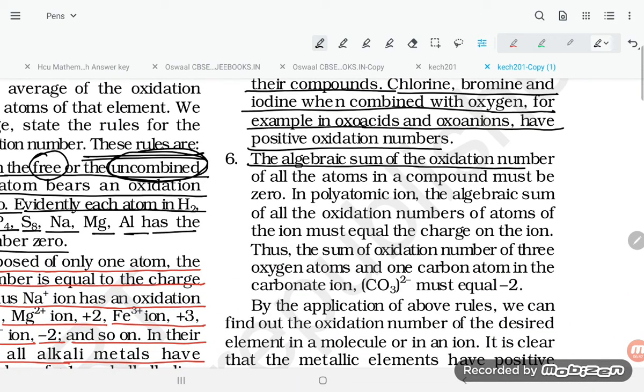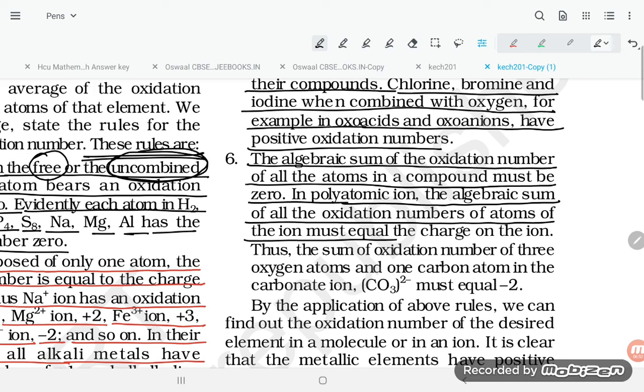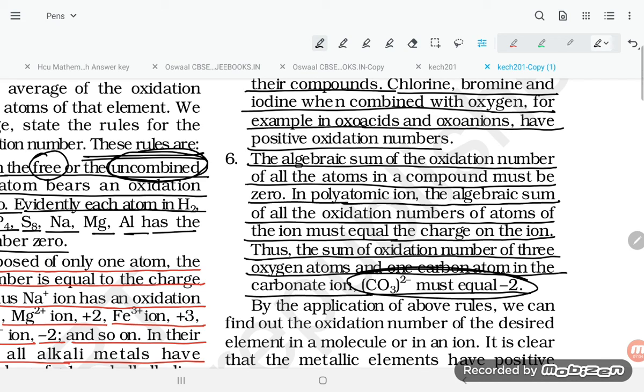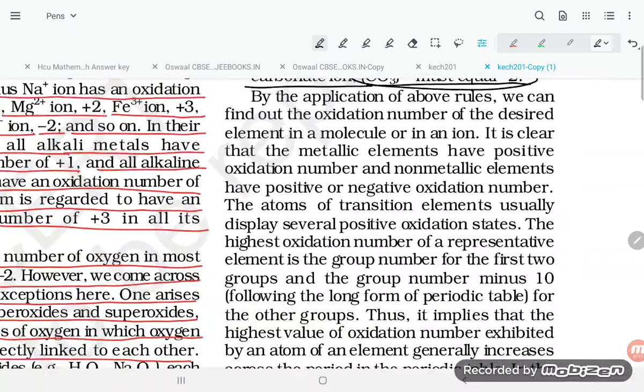The algebraic sum of the oxidation numbers of all the atoms in a compound must be 0. In a polyatomic ion, the algebraic sum of all the oxidation numbers of atoms of the ion must equal the charge on the ion. Thus, the sum of oxidation numbers of the three oxygen atoms and one carbon atom in the carbonate ion must be equal to -2. So whatever the charge is as a whole, that will be the sum of the oxidation numbers. Okay, CO3 2 minus.